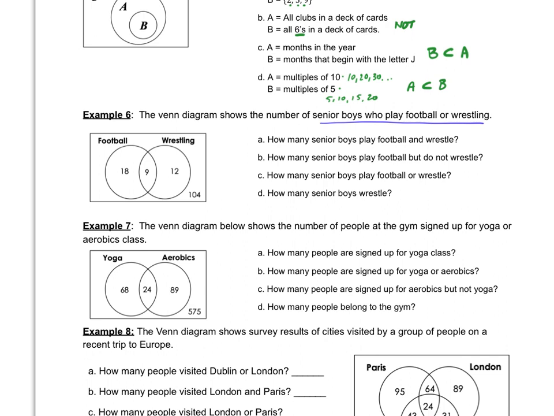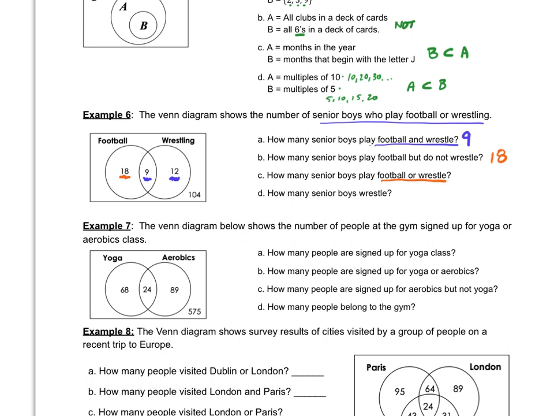So here it's like, how many senior boys play football and wrestle? There's the combination right there. That's where they overlap. How many senior boys play football but do not wrestle? That's my football group out there that don't wrestle. So we have 18. And then how many senior boys play football or wrestle? Well, then we would have to add them all together, of course.